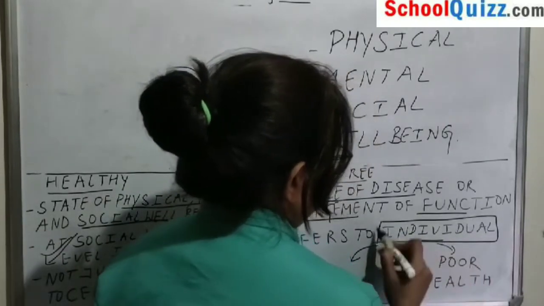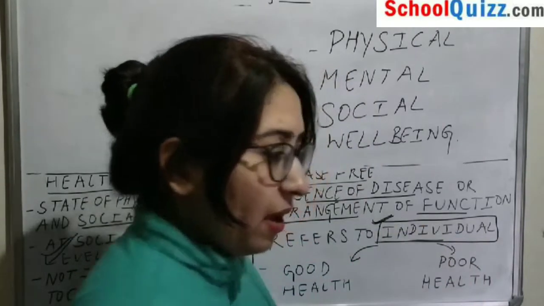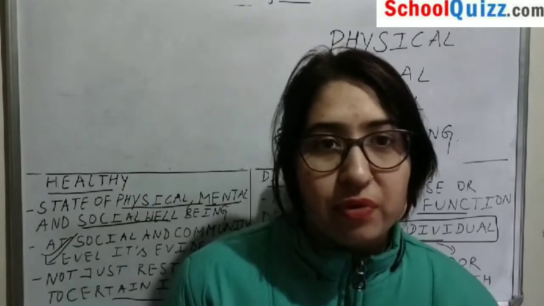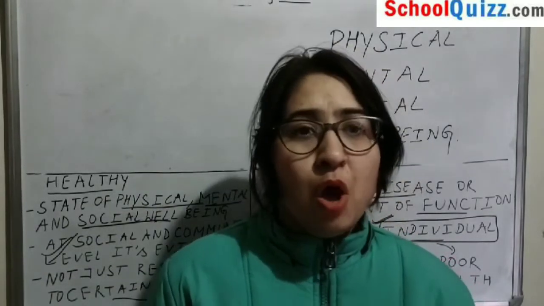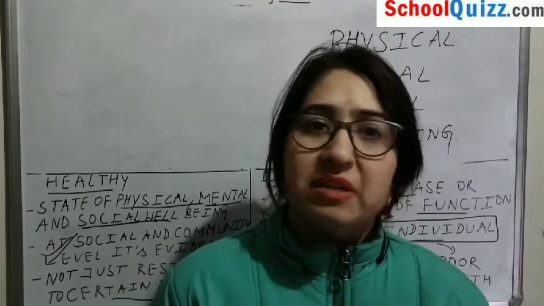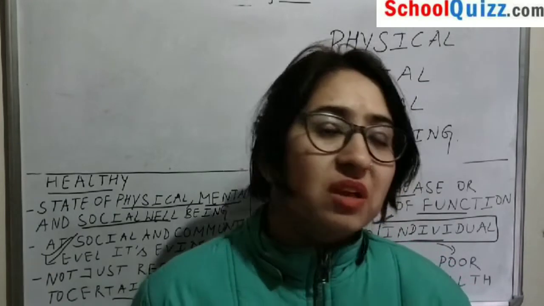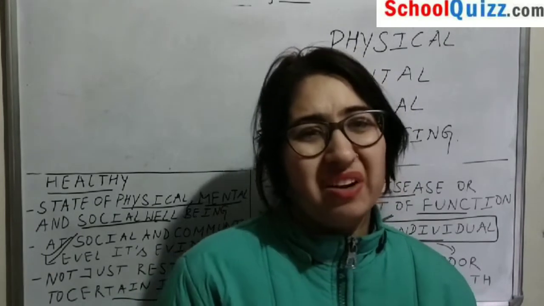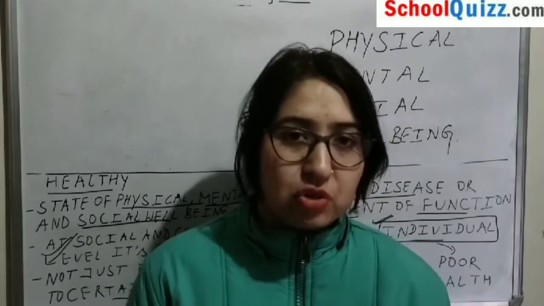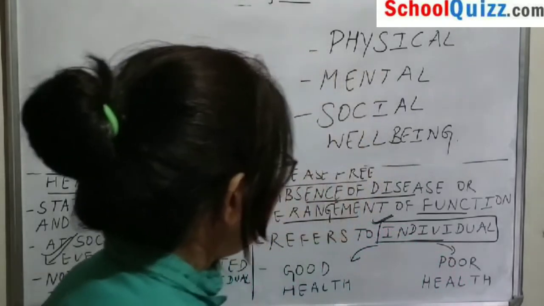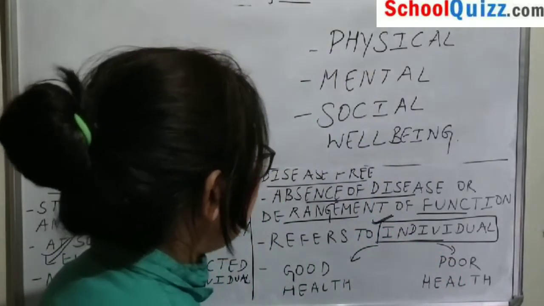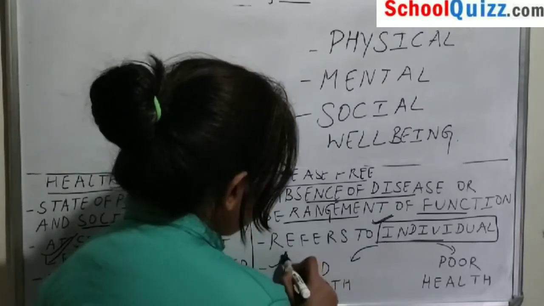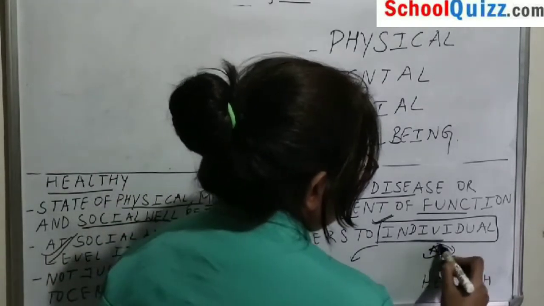It is about the individual. If you have a stomach ache or some injury, it is related to you only. In this condition, the environment doesn't play much of a role. And on the basis of the individual, there can be good health and there can also be poor health.